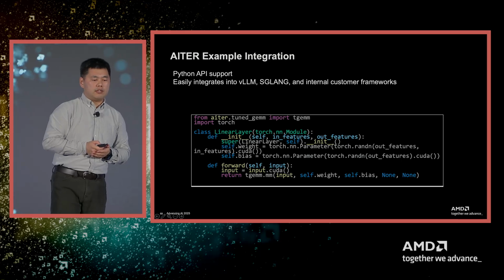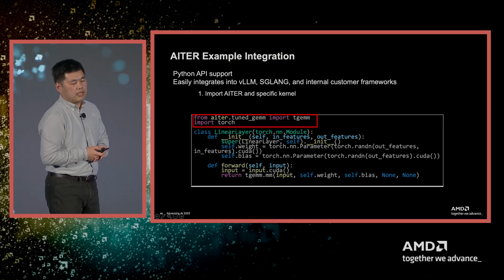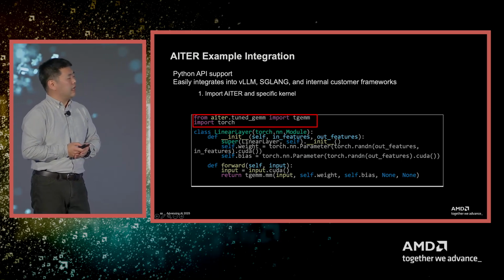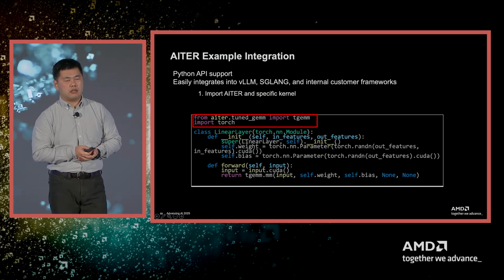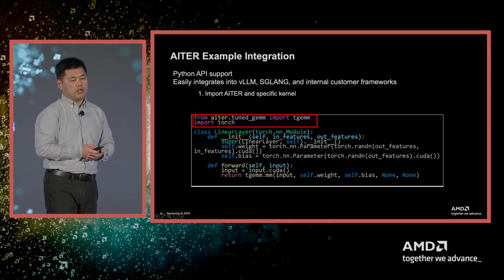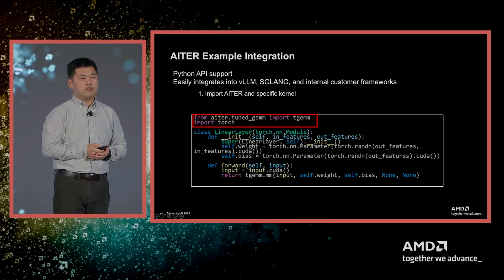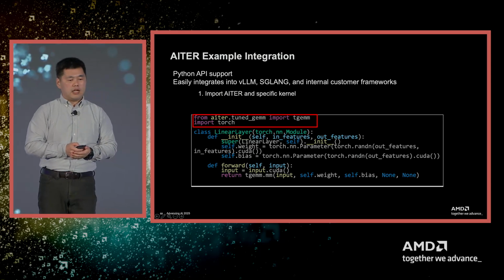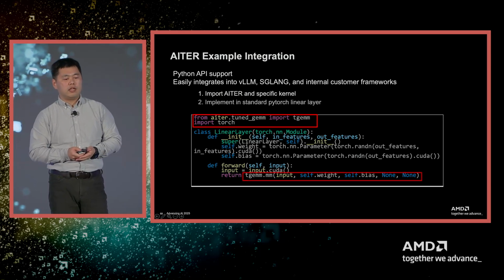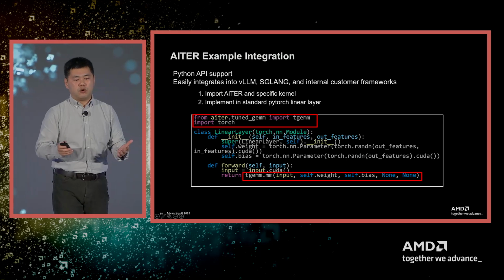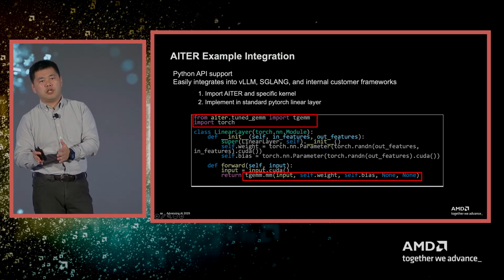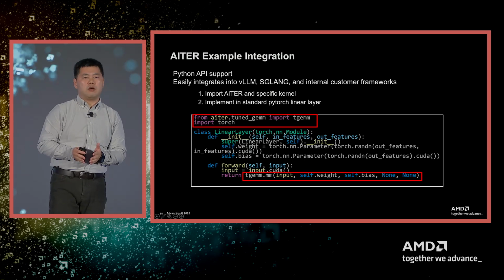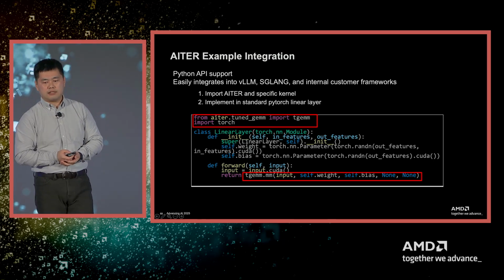So here we provide a very simple implementation of a linear layer, and you can import AITER as a regular Python package. And this one represents a pre-tuned GEMM for the target silicon. You can just import it and define your functions as usual. That's it. Then you have the AITER functions replace the original Python calls, and you get the instant acceleration.